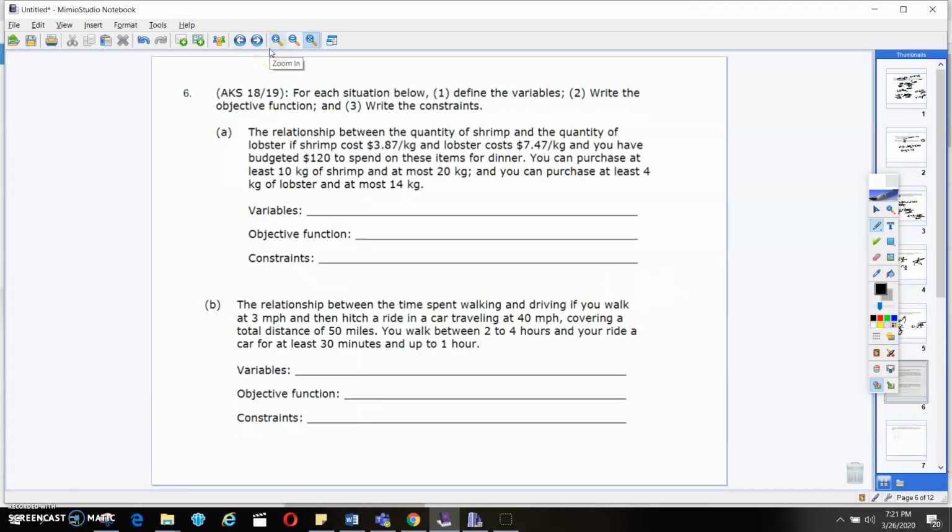Number 6. Number 6 is where a lot of people start to struggle. So on number 6, we're going to identify the variable, write the objective function, and then identify constraints.